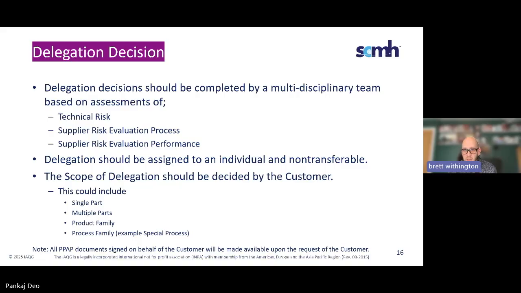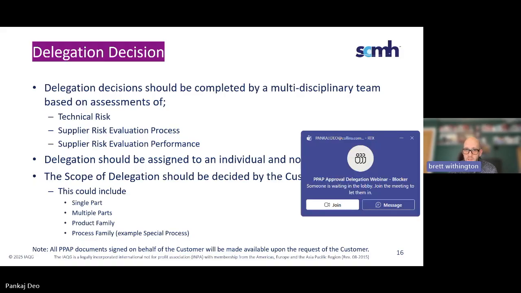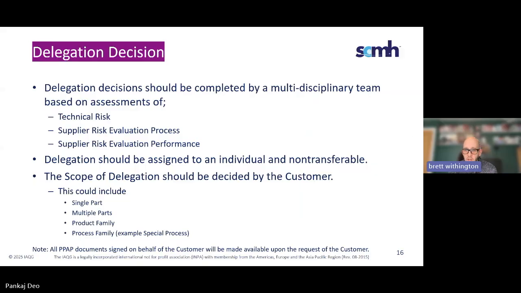So if we say the delegation is by part number, by organisation, it can't be transferred. If we are dealing with an organisation that has multiple sites, we may just say we're going to give it to site A, but site A then can't transfer the delegation to site B. Or we may say we want to give it to you for product line A, but you can't then transfer it to product line B. Or you may just decide as an organisation, we're going to give the whole site approval for all their products. It depends on your organisation, and it depends on the supplier and the product that they're supplying.